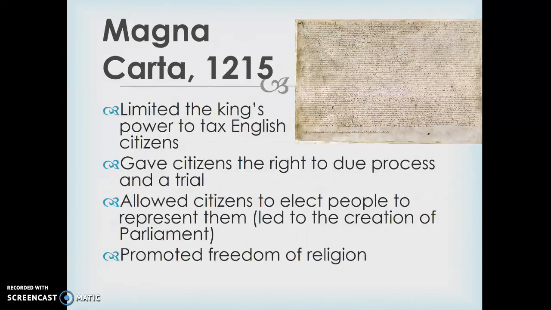So to review Magna Carta, which I don't know if you've talked about in a class since world history, it is the first major document in Western history to limit the power of the monarchy. So it specifically limited the king's power to tax English citizens, and it gave citizens the right to due process and a trial, and attempted to set up common law. It allowed citizens to elect people to represent them, which eventually led to the creation of a parliament. Initially, it was just a gathering of the nobility, but expanded later on into two houses of parliament, the House of Commons and the House of Lords, and it promoted the idea of freedom of religion.